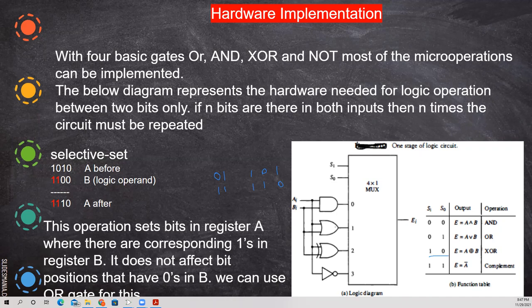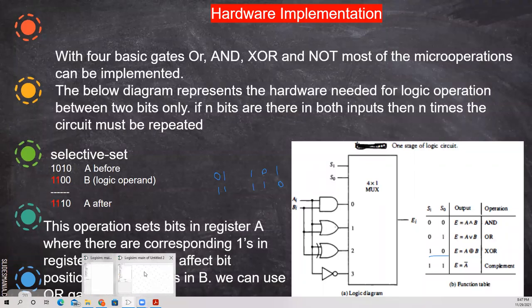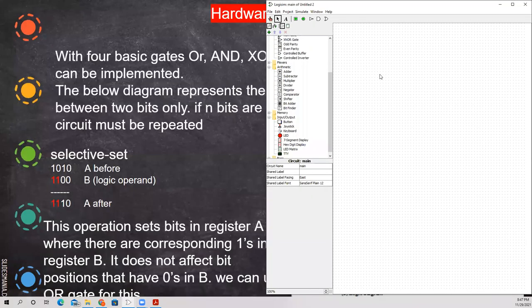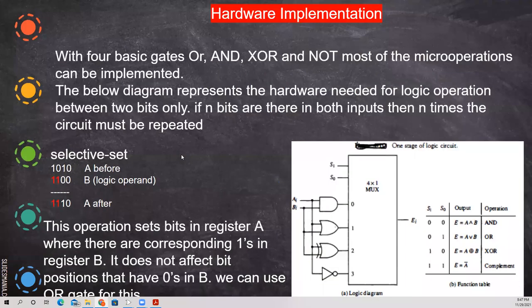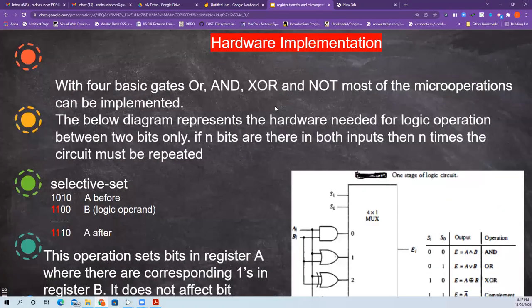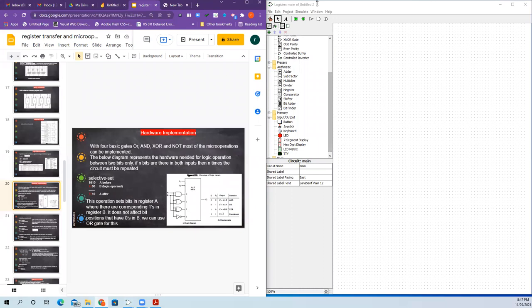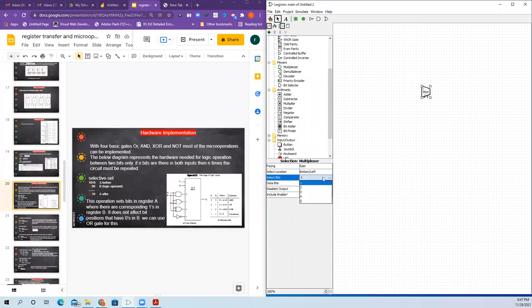We'll see it using Logisim. We'll design it and then we'll see it. So we'll see how to do it. This is the circuit. We'll implement it using Logisim. So first let me take a multiplexer, and it is a 4x1. Here I have to change two select bits. The data bit is one single bit.